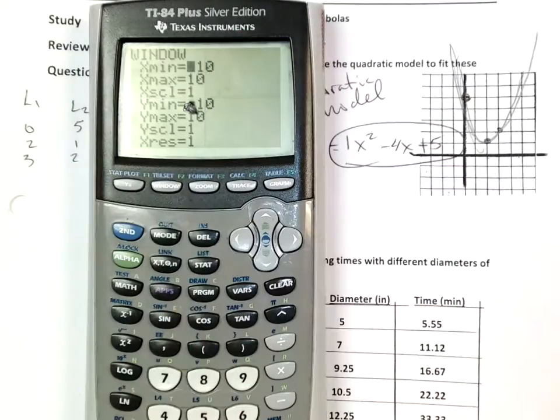Go to my window. There it is. Right, so we're going to get rid of the extra stuff. Okay, we'll go back to negative 10, 10, scale 1, 10.